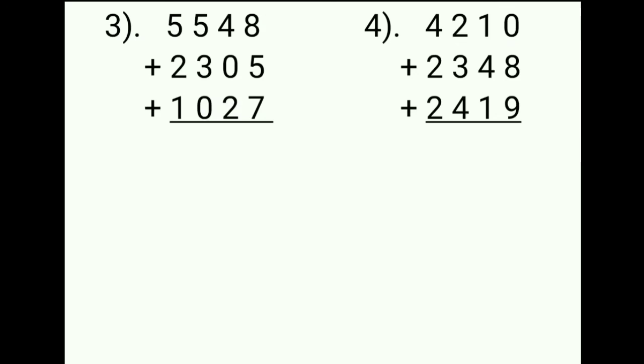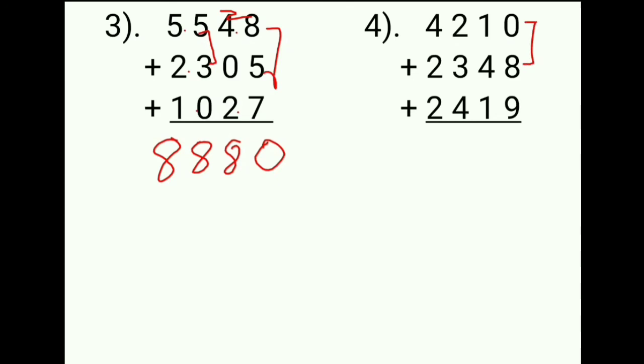Third sum. 8 plus 5 is equal to 13, right? And 13 plus 7 is equal to 20. So we will put 0 down and a carry of 2. Now 4 plus 2 is equal to 6 and 6 plus 2 is equal to 8. Right? Then comes the hundreds place. 5 plus 3 is equal to 8 and 8 plus 0 is equal to 8. Now 5 plus 2 plus 1 is equal to 8. So our answer is 8880.